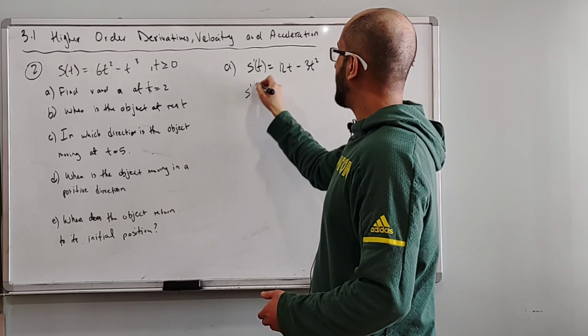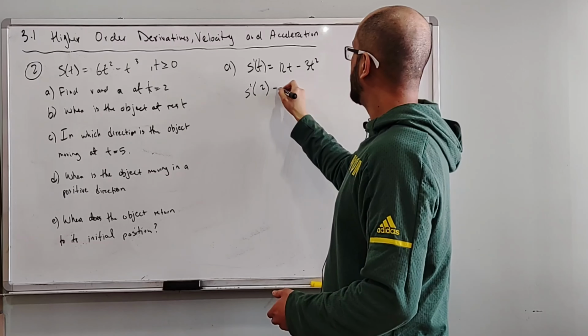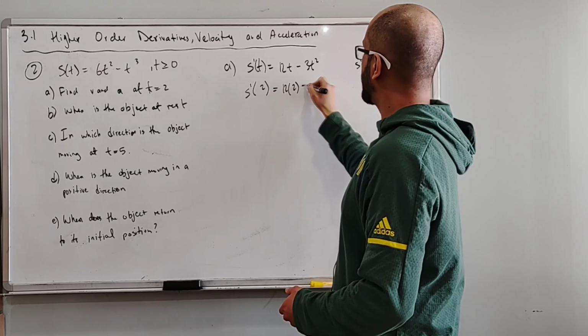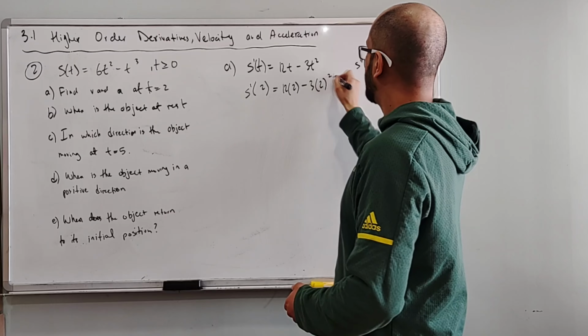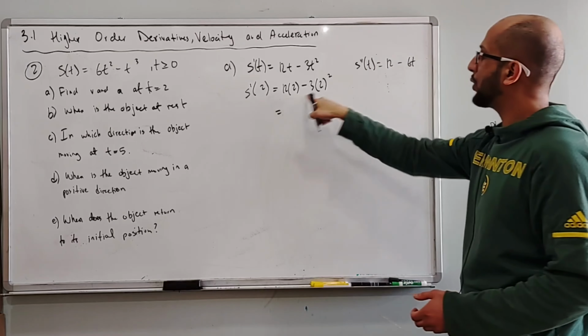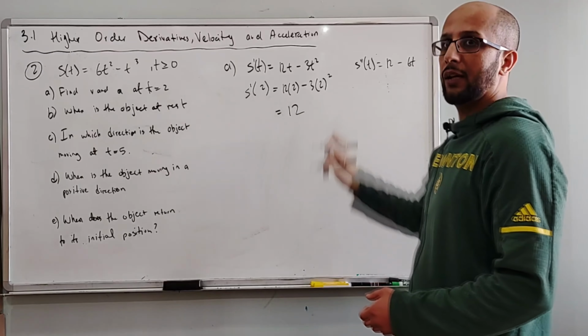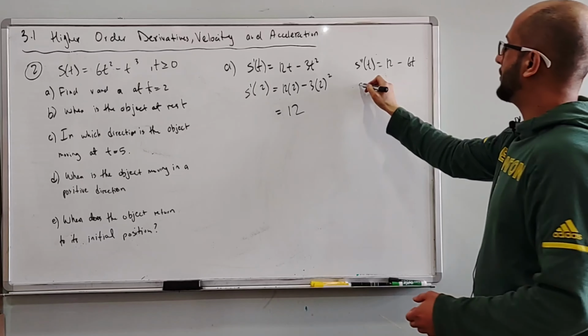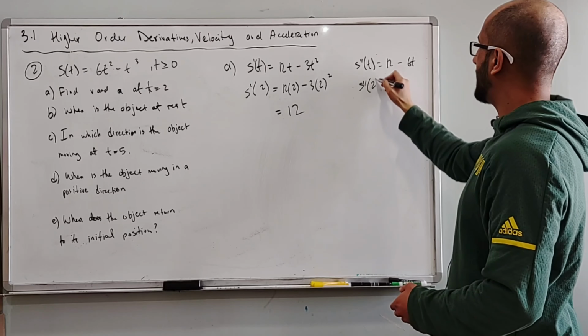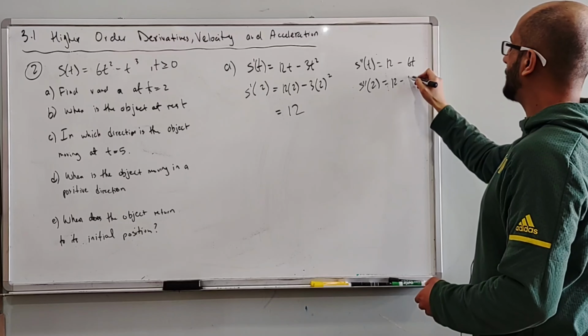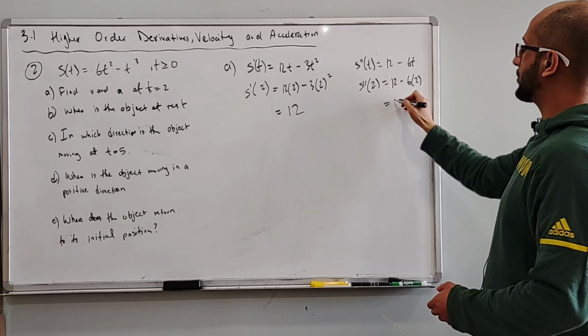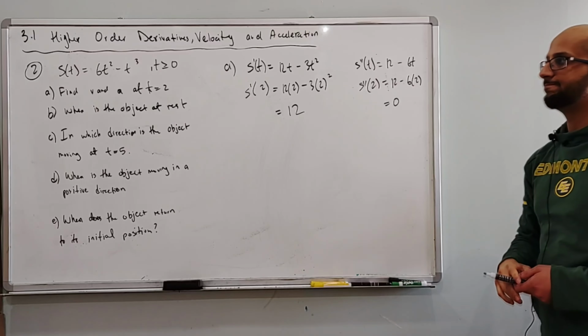The question is asking us for time t equals 2. So s prime at 2 is going to be 12 multiplied by 2 minus 3 times 2 squared. So this would be 24. 2 squared is 4 times 3 is 12. 24 minus 12, that will be 12 as well. Same thing here. The second derivative at 2: 12 minus 6 times 2, this will be 0.